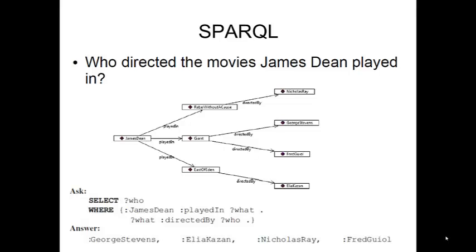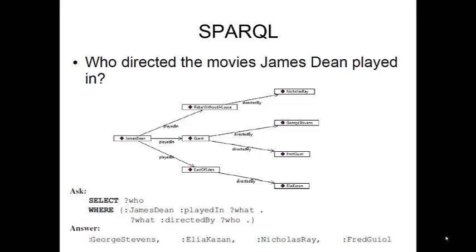And these can get more and more complicated. Here's a slightly larger graph. We've now got the films and who the directors were of the various films, and we want to know who directed the movies James Dean played in. We can do a query like this: select ?who where.